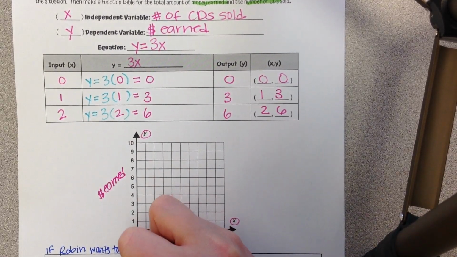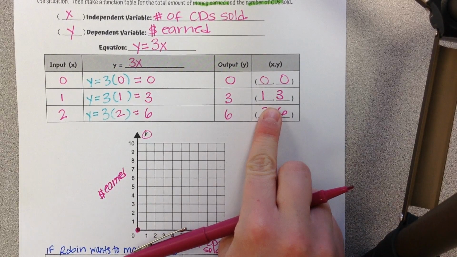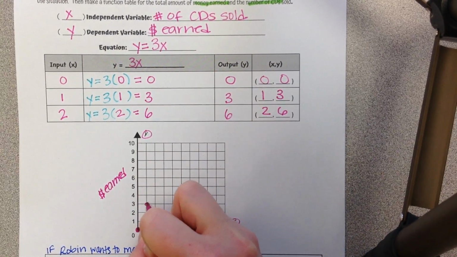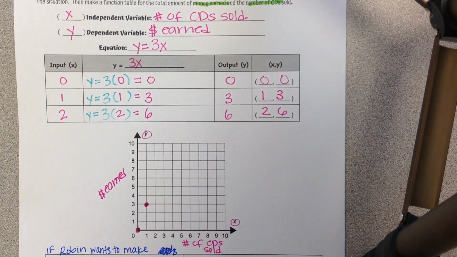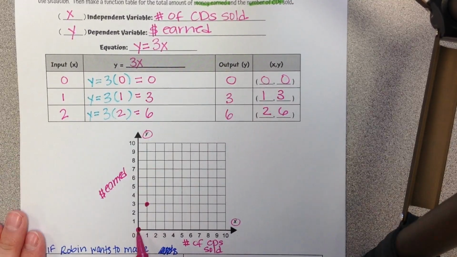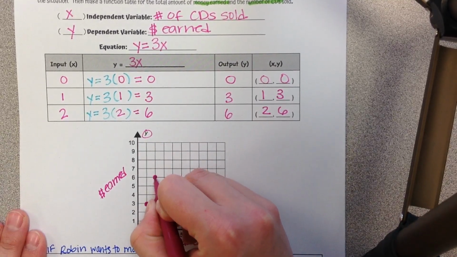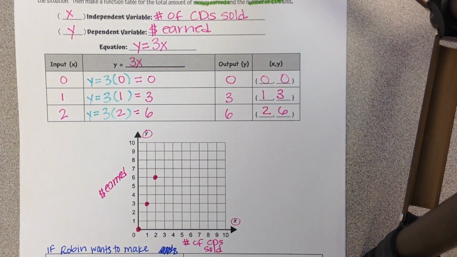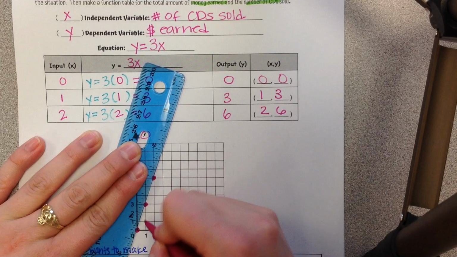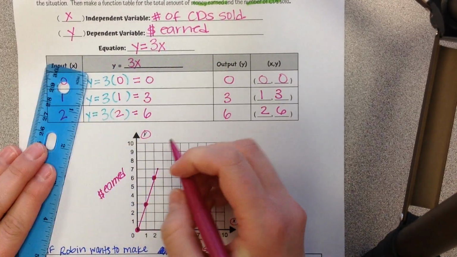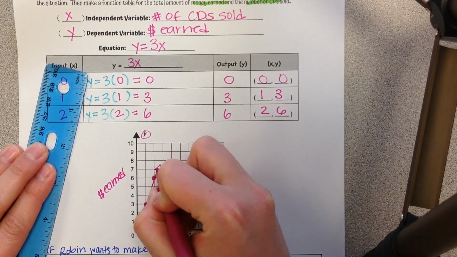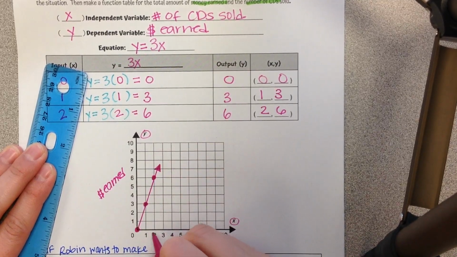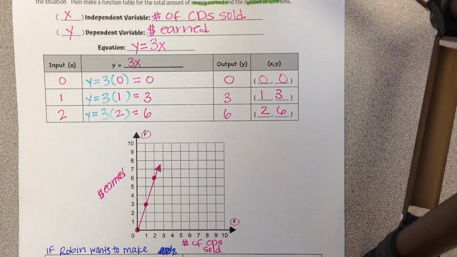Okay, and then I'm going to go ahead and plot my points. So I have (0, 0). I have (1, 3), so over 1, up 3. I have (2, 6), over 2, up 6. And I forgot to bring my ruler over here. So I am going to connect my points with a ruler. And remember, I have to draw an arrow at the end because this would keep going if she sold 3 CDs, 4 CDs, so on.